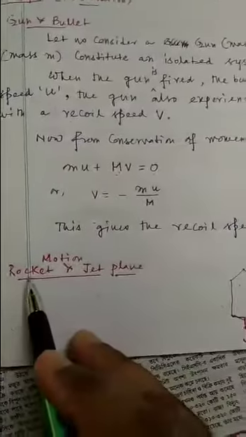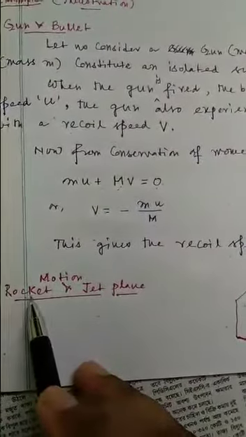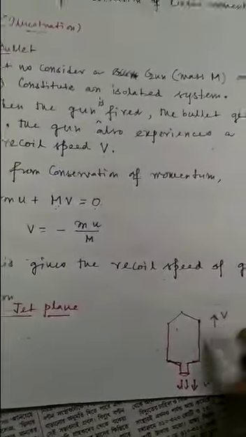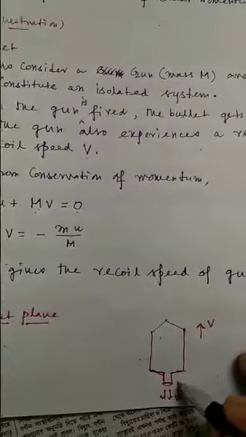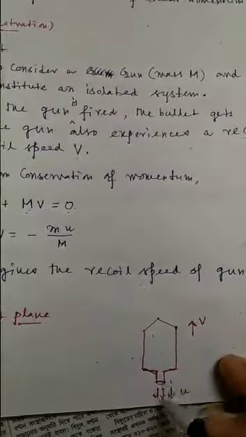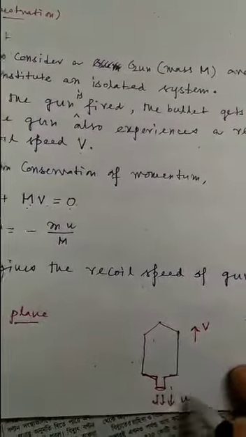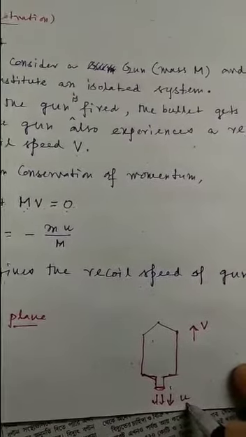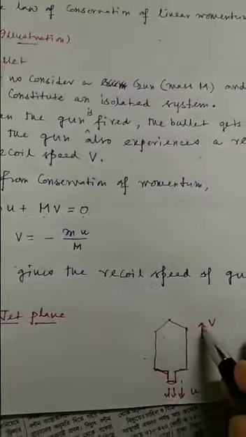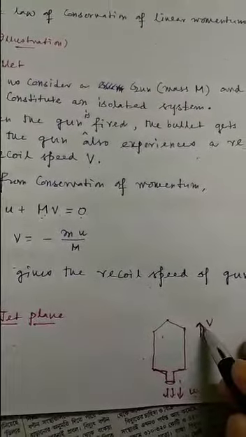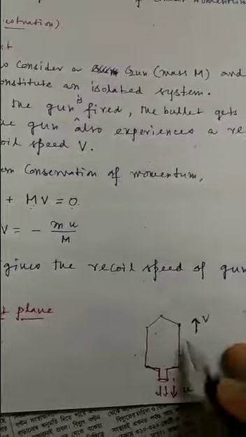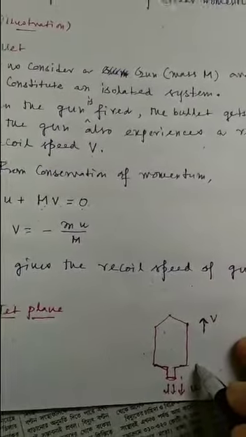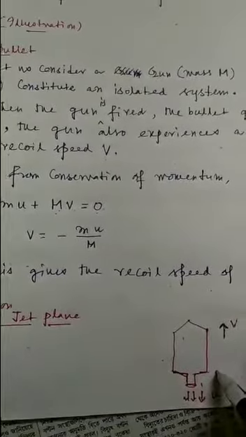Again, another example you can say is rocket motion and jet plane. During the firing of a rocket, some gas is ejected from the back portion of the rocket with very high speed u. Because of that, the rocket gets a velocity in the forward direction, upward direction. This is also the conservation of linear momentum. Thank you.